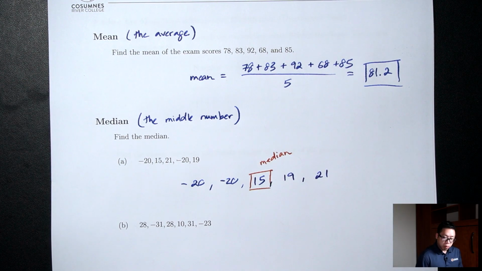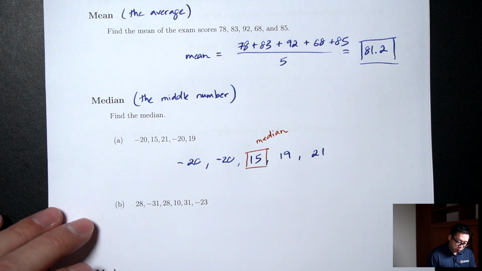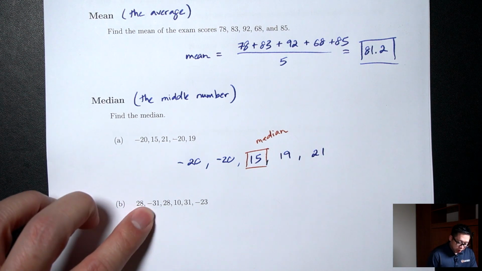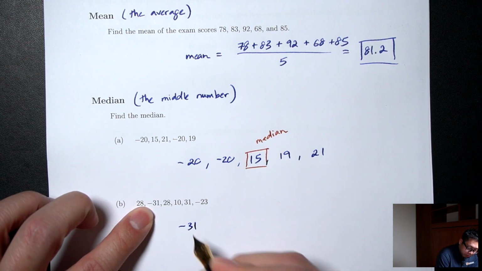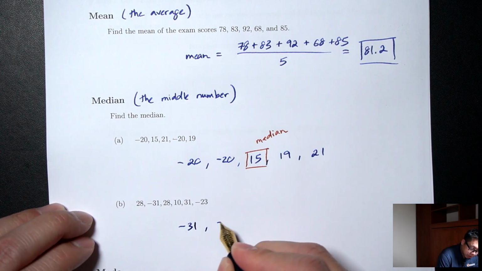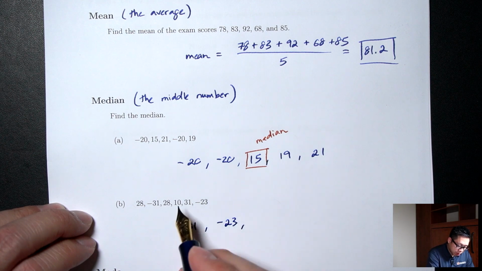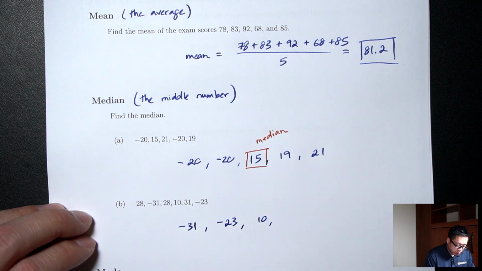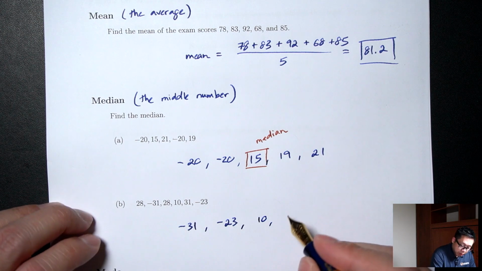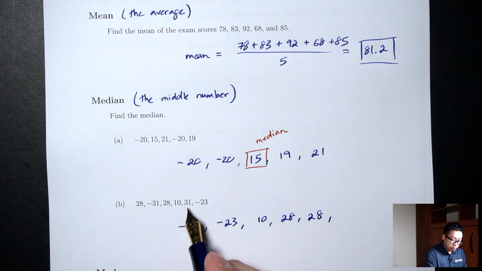Let's try one more example. 28, negative 31, 28, 10, 31, negative 23. First thing we'll do, put the data in order. So in order, what goes first? Negative 31. Next up would be the negative 23. Okay, that takes care of all my negative numbers. Next up will be the 10. I have two 28s next. And then finally, I have a positive 31.